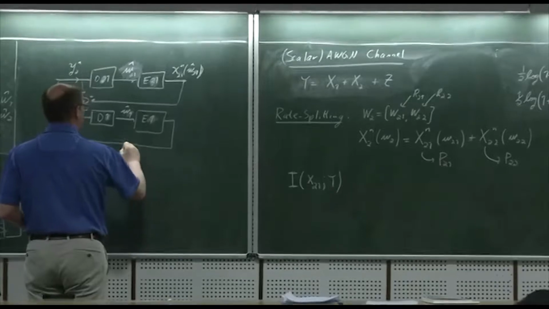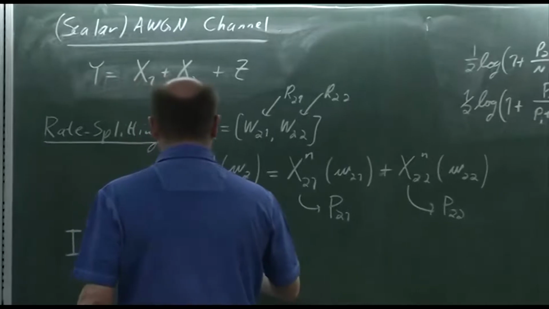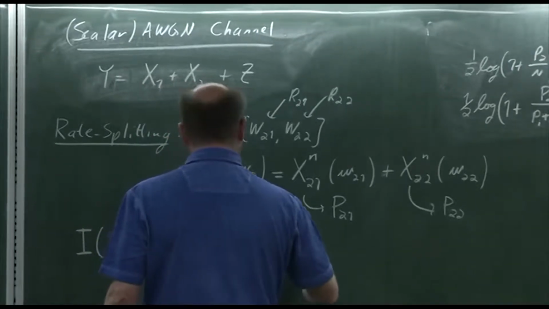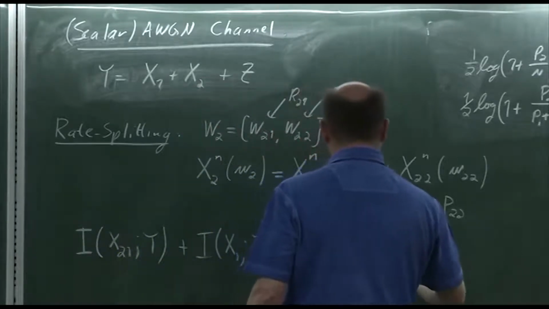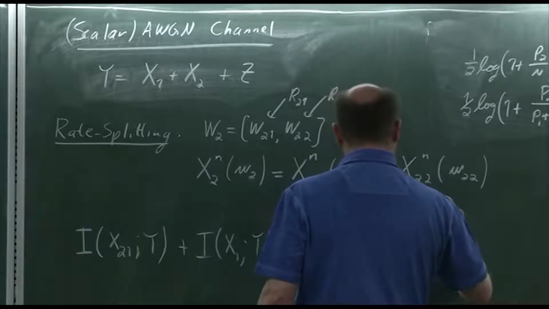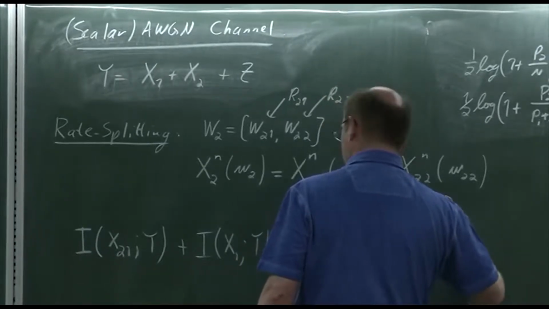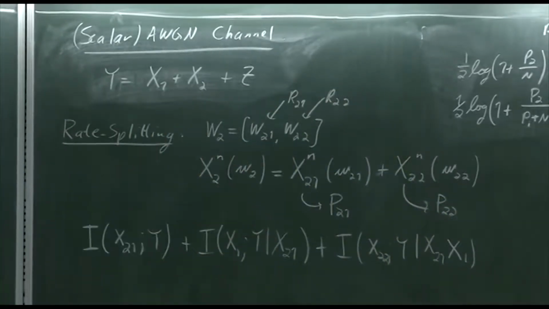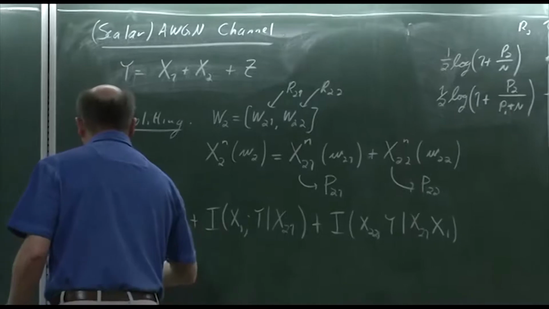W22. And we can quickly compute the rates. We'll get I(X2;Y) plus I(X1;Y | X2), I(X2;Y | X1), I(X2;Y), I(X1;Y | X2), right? So we'll get that triple. And now if I use that to compute the powers, what I'll get here is 1/2 log.